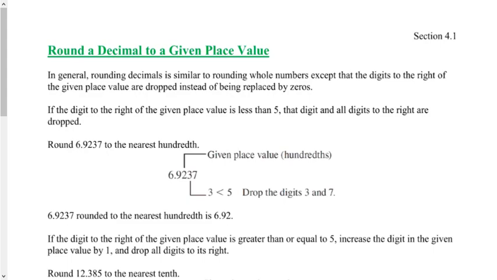Okay. The last thing that we're going to look at today is rounding. And you guys should all know already that if the digit to the right of the given place value is less than 5, then all the digits to the right are dropped, right?